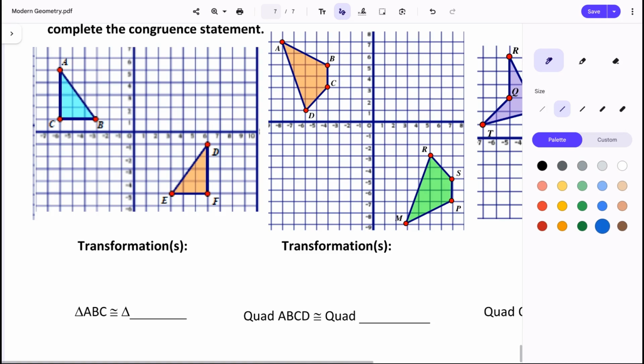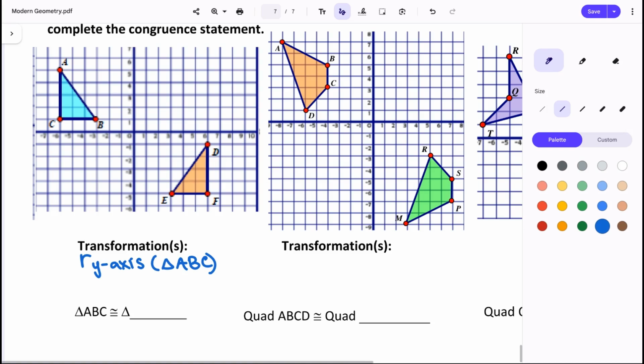Reflected across the y-axis. Okay, so let's reflect across the y-axis. Now, how do we write that down notation-wise? Little r y-axis. Good. Little r y-axis. And then after that, I'm going to put triangle ABC because that's what I'm doing this to. I need to see that in your parentheses.